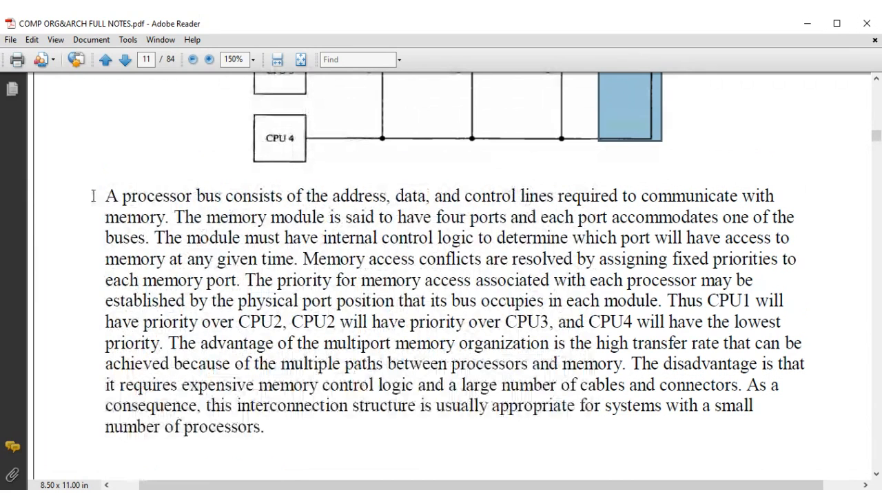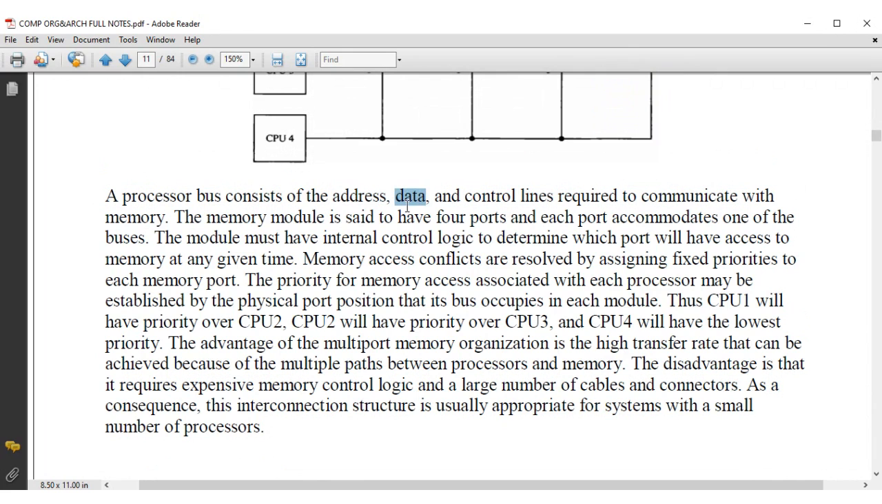A processor bus consists of the address, data, and control lines required to communicate with memory. Of course, this is common knowledge. A processor has an address bus, data bus, and control bus. Okay. The address bus is to send the address of the data from memory unit to processor. Data bus is to send the data chunks. We also call them data tokens.